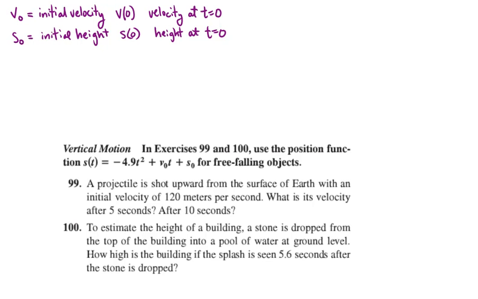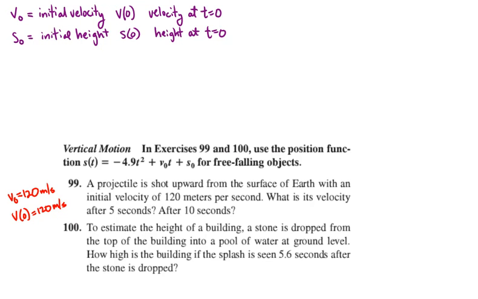Its acceleration will always be the acceleration due to gravity, which in this case is negative 9.8 meters per second per second. So when you see the negative 4.9, you'll know that we're working in meters. So with problem 99, it says a projectile is shot upward from the surface of the Earth with an initial velocity of 120 meters per second. That tells you that v sub 0 is 120 meters per second, or v of 0 is equal to 120 meters per second. And we're asked, what is the velocity after 5 seconds and after 10 seconds?